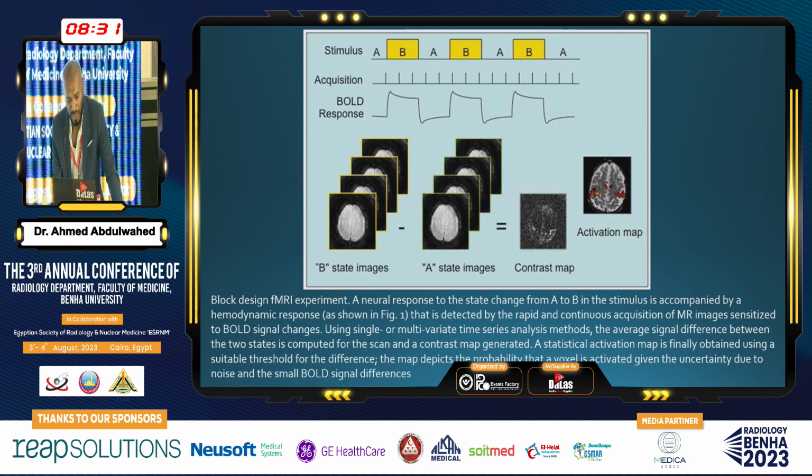And then this contrast map, using computer software, is analyzed to produce an activation map which shows the area of firing responsible for this maneuver, like smelling or snapping the finger or whatever else.